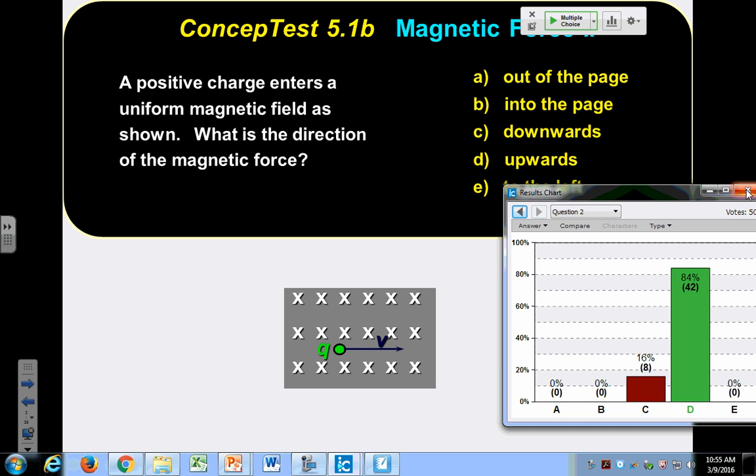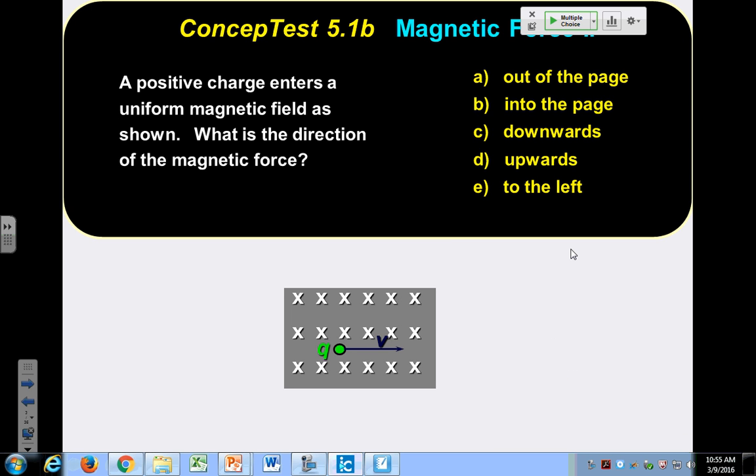Okay, awesome. D is right. V is to the right. My fingers go in the direction of V. My fingers can either go like this or this, but they fold into the page like this, so my thumb points up. So my magnetic force on this positive charge is going to be upwards.